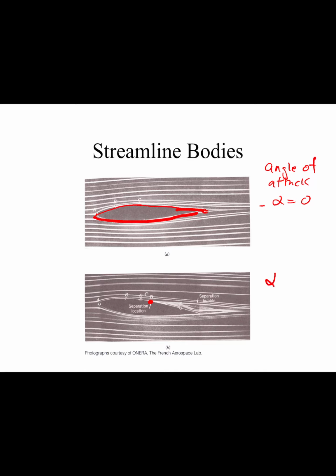As we can see over here, we have separation occurring. Now we have alpha equal to, and I'm not sure what the angle is here, but say about 5 or 6 degrees. And then we have separation that occurs, and we have this separation bubble where a wake is forming. In the wake, we have a whole bunch of loss of energy because we're taking energy from the free stream and dissipating it into heat in that area.